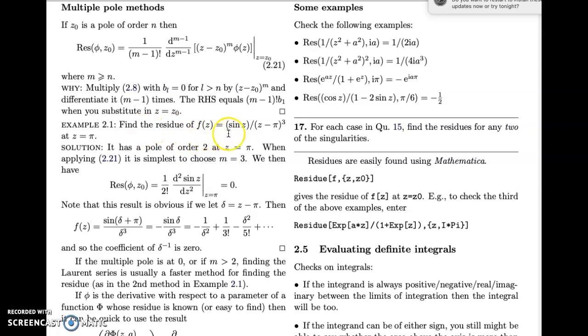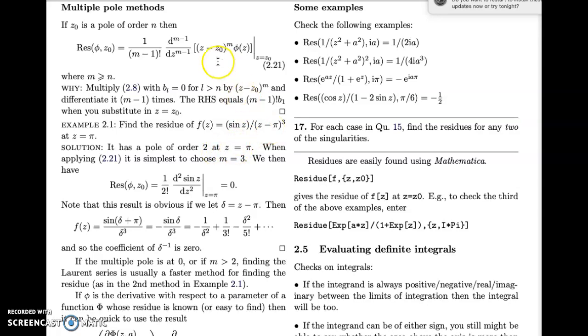So in this example, we want to find the residue of sine z divided by z minus pi cubed. Now, the first thing to realize is, well, what type of pole do we have here? Well, it's a pole of order 2, because when z equals pi, sine z is 0, obviously. So we've got a simple 0 divided by, and when z equals pi, this is obviously a 0 of order 3. So a simple 0 divided by a 0 of order 3 gives us a pole of order 2.